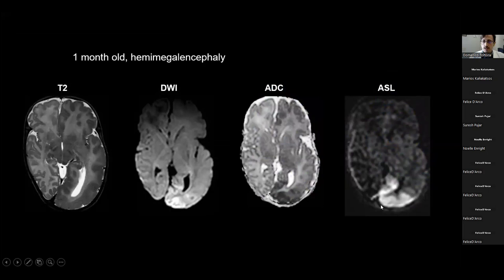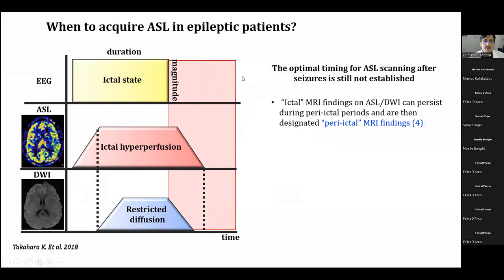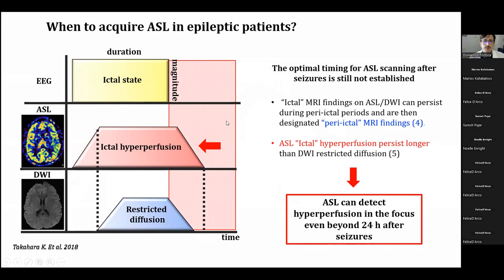Another important concept is that this increase of perfusion persists longer compared to the diffusion restriction in the brain. And this is an important point because if you are not able to perform an MR scan in the child immediately after the seizure, you probably have 24 or 48 hours to complete the examination, and the perfusion study should be introduced in the protocol because it may provide useful information for localizing the epileptogenic zone.